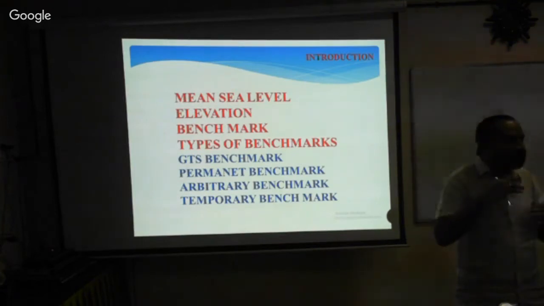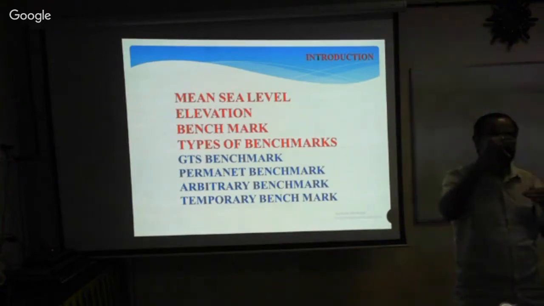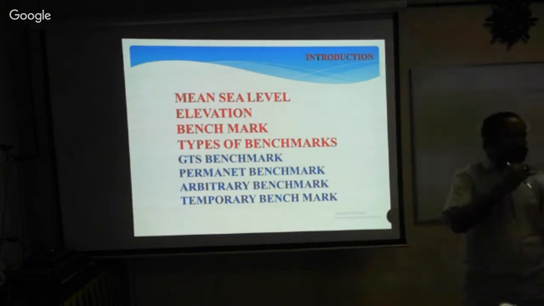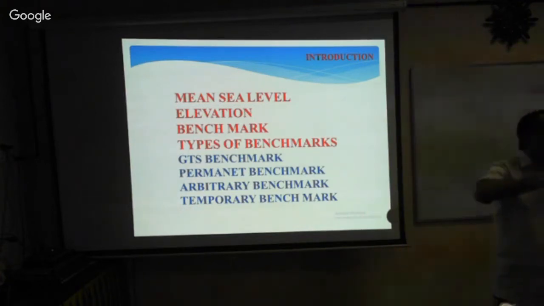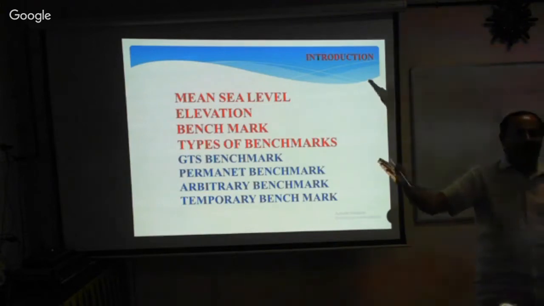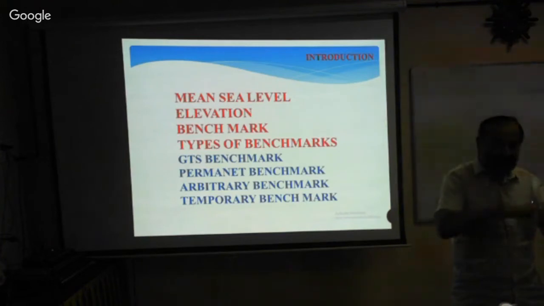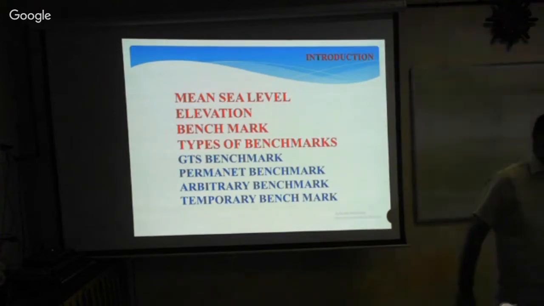Then on an hourly basis they have studied the tide level, and they have made the average, and then they have marked that as the zero. From zero, wherever we go, wherever we come across, we will find the elevation with respect to that. If you go to Panambur, Mangalore, the port, we have one permanent benchmark, a GTS benchmark, available there.